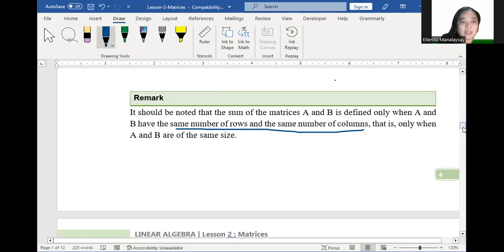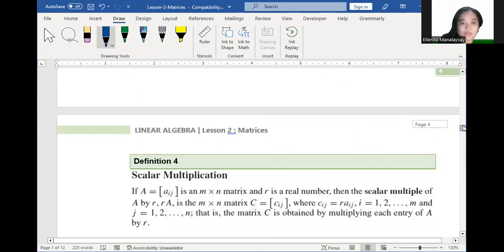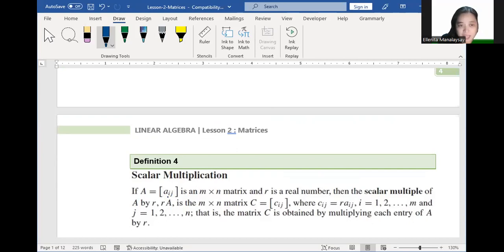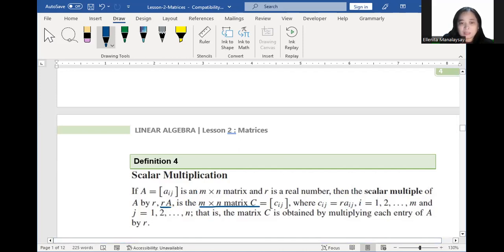Next definition, scalar multiplication. If matrix A is an M by N matrix, and R is a real number, then the scalar multiple of A by R, denoted by RA, is the M by N matrix C, wherein Cij is equal to R times Aij, wherein I is from 1 to M and J is from 1 to N. That is, matrix C is obtained by multiplying each entry of matrix A by R.